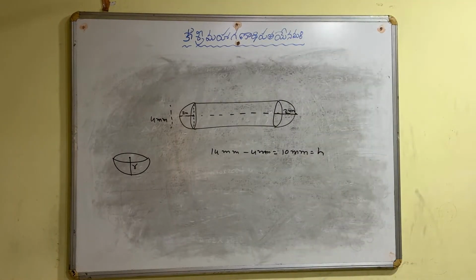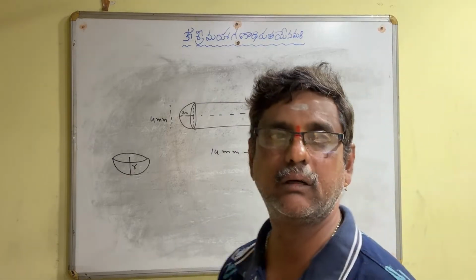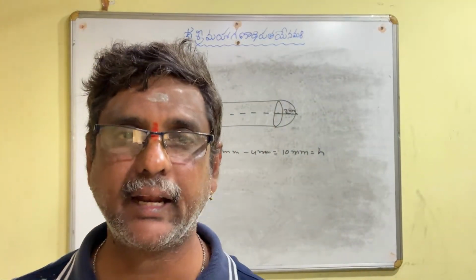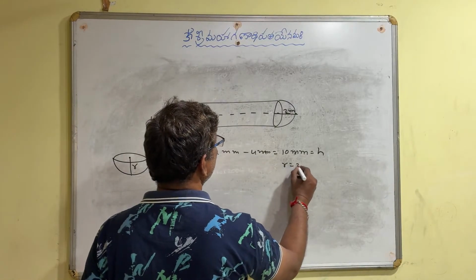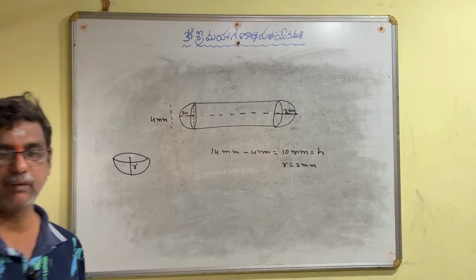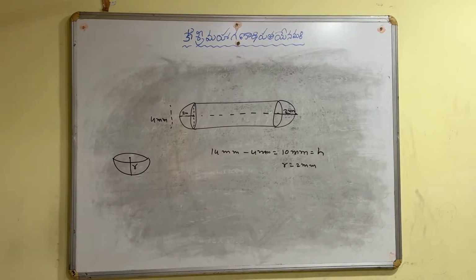The capsule is in the shape of a cylinder with 2 hemispherical ends. Height of the hemisphere is nothing but the radius, na? So in order to find out the height of the cylindrical portion, take out 2 radii. 2 mm, 2 mm. Total 4 mm if you take out, 10 mm is the height of the cylinder. Okay? And the radius will be 2 mm for both the figures, for cylinder as well as hemisphere.